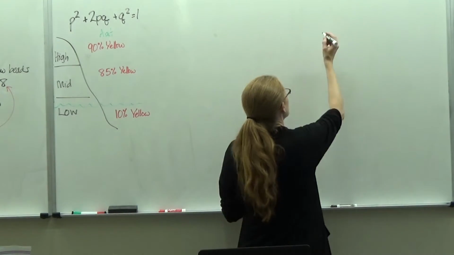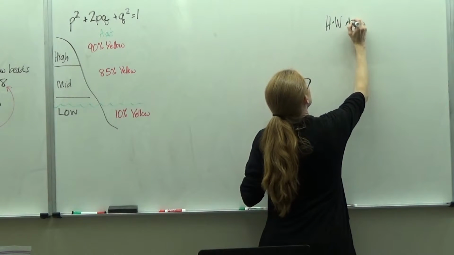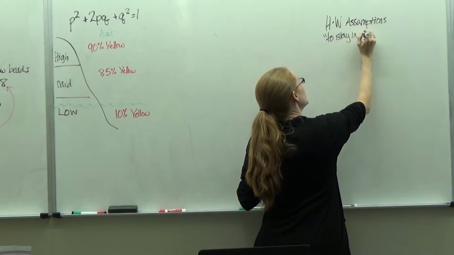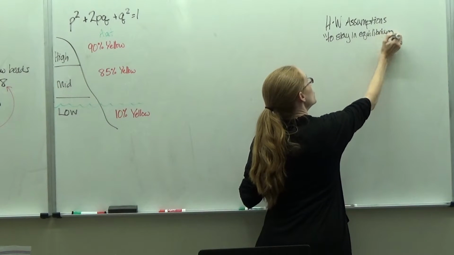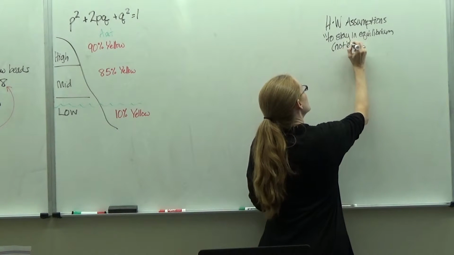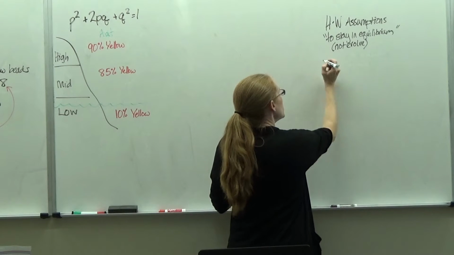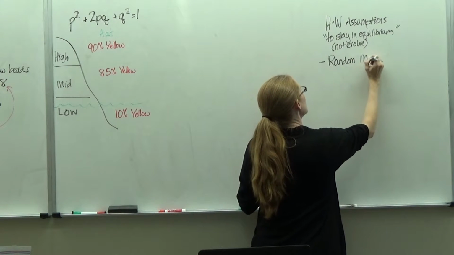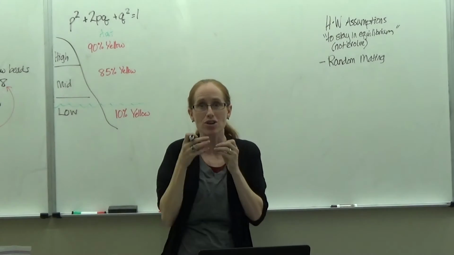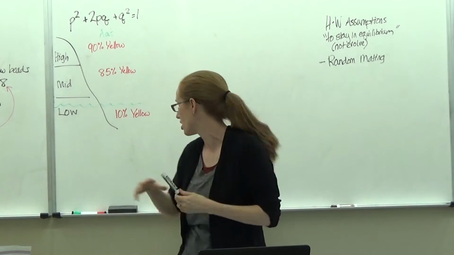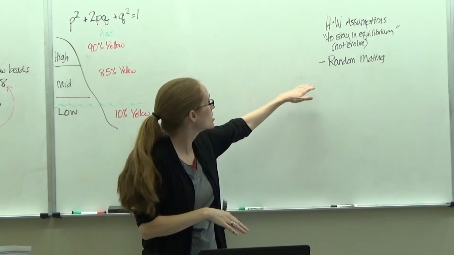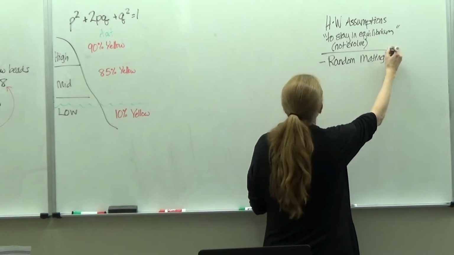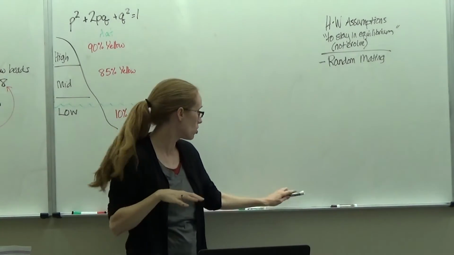Okay, so we're going to do the Hardy-Weinberg assumptions. In order to stay in equilibrium, i.e. to not evolve, number one, you have to have random mating. They have to all be mating with each other and not doing this little niche non-random mating amongst their own little populations. That's one of the assumptions we make for Hardy-Weinberg, that they're randomly mating. There's no non-random mating.